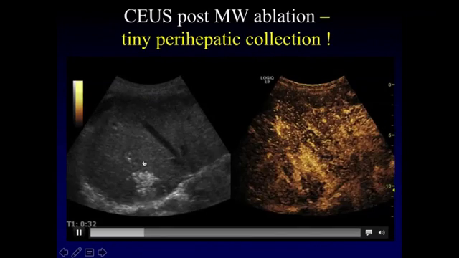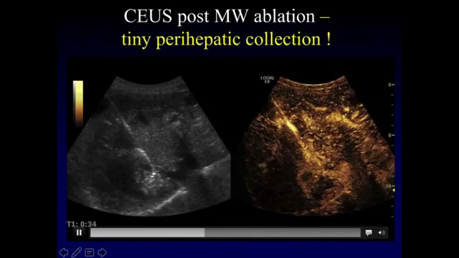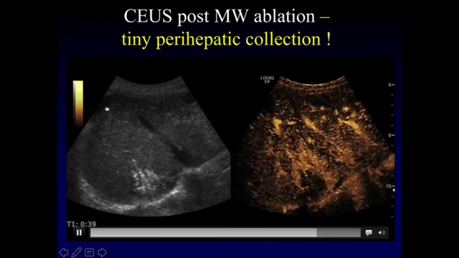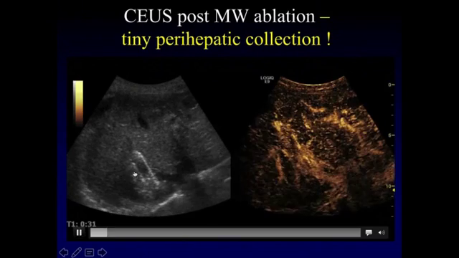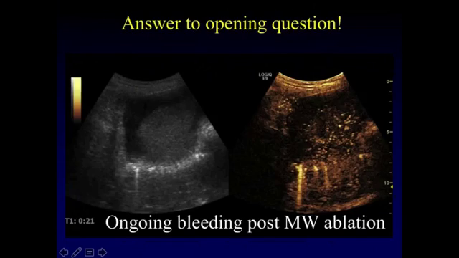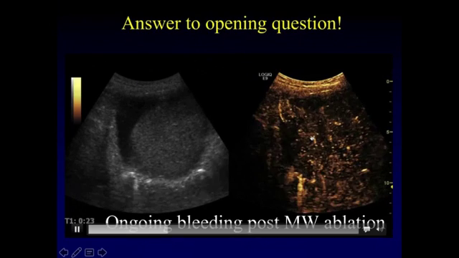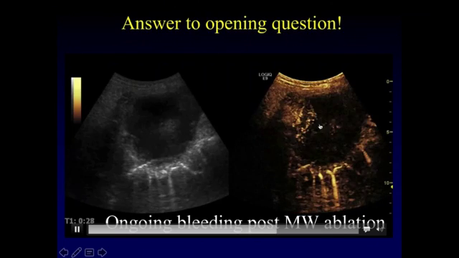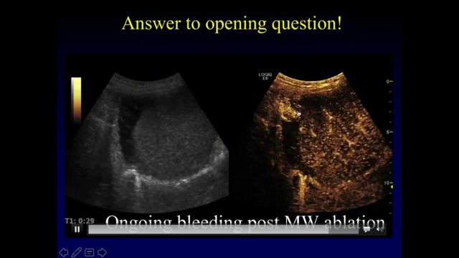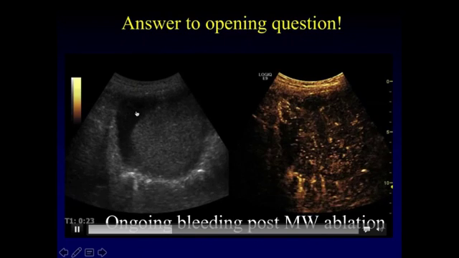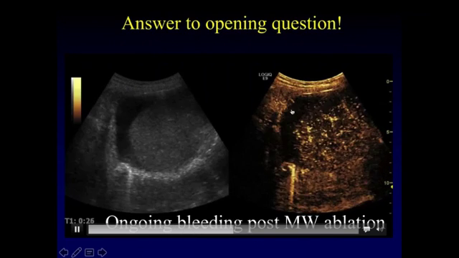This is actually ongoing microwave ablation. You might see there's a little bit of fluid collection up here. This is a lesion, this is a needle in there, and this is the answer to the opening question. What you saw was blood pouring out through the hole at the surface of the liver where the microwave needles entered. And you can see ongoing fresh bleeding. You can see the bubbles in the fresh blood.